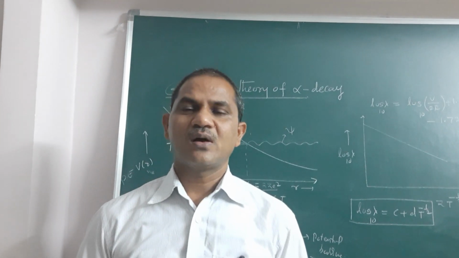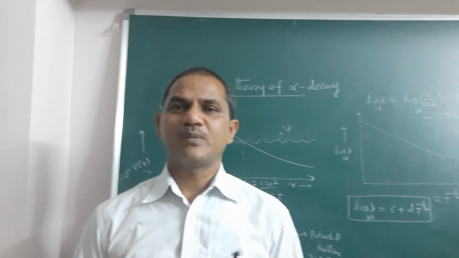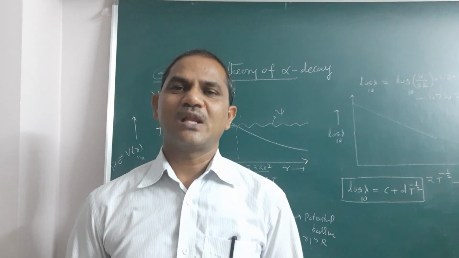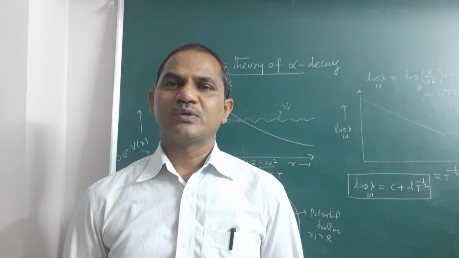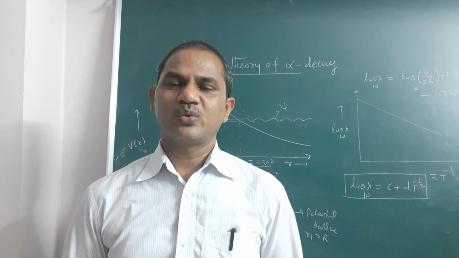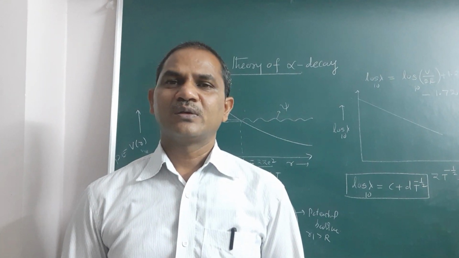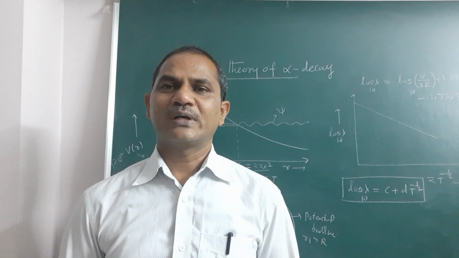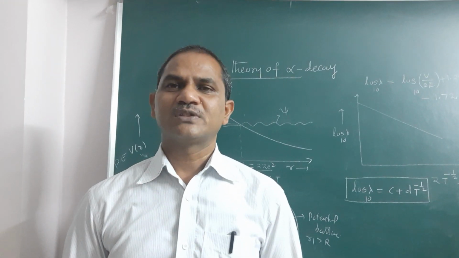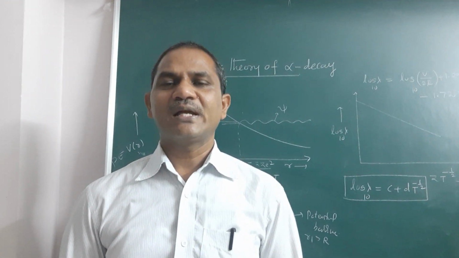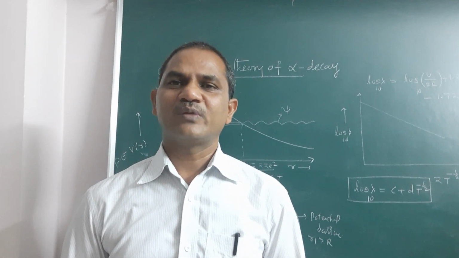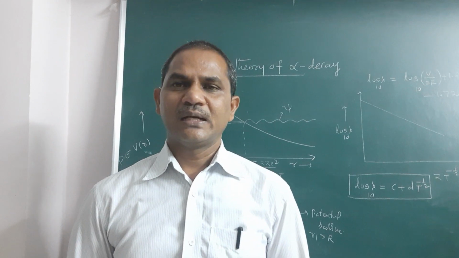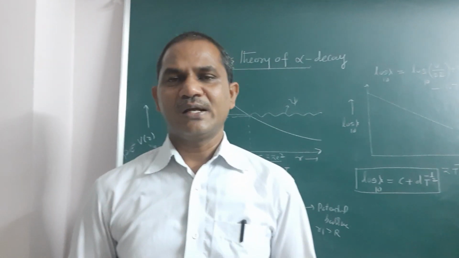Hello class, in the last lecture we discussed the conditions required for alpha decay, then the range of alpha particle. For that, Geiger's law, Geiger-Nuttall law, then we covered some discussion of Gamow's theory of alpha decay, some part is left. In the present lecture I am going to discuss the remaining part of Gamow's theory of alpha decay, then beta decay disintegration energy.